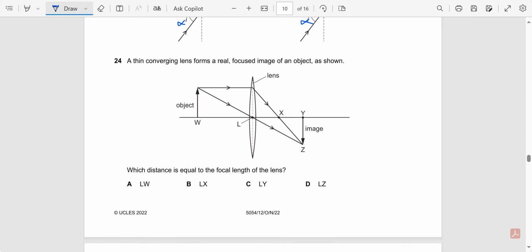A thin converging lens forms a real focused image of an object as shown. Which distance is equal to the focal length of the lens? Since the ray which is going parallel bends and passes through the focal point, this X is the focal point. So LX is your focal length.